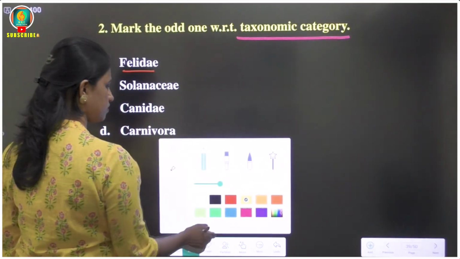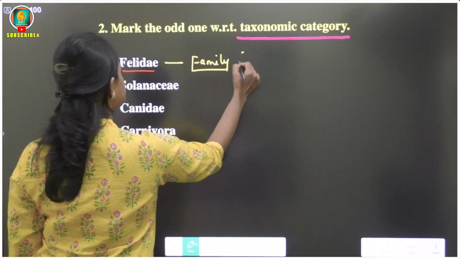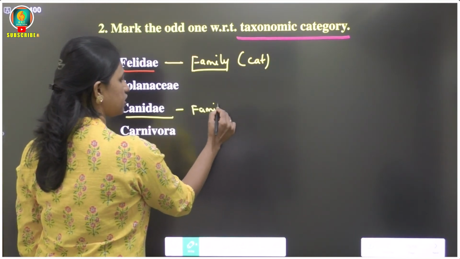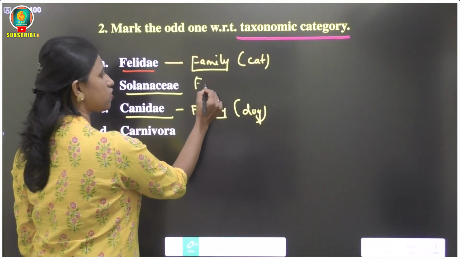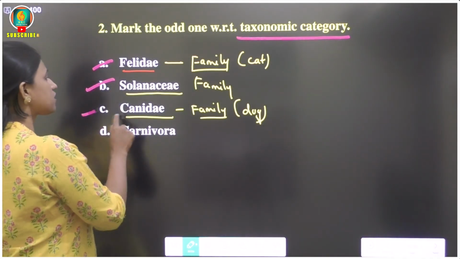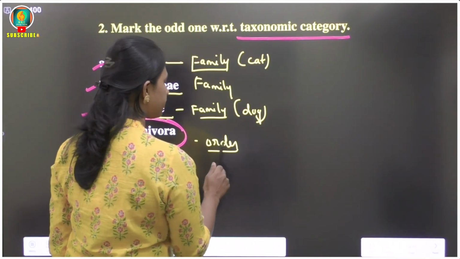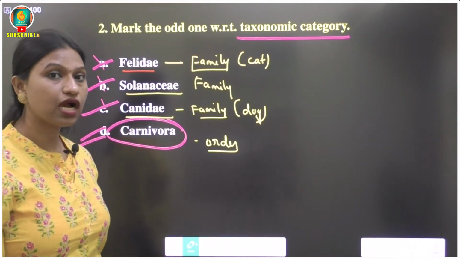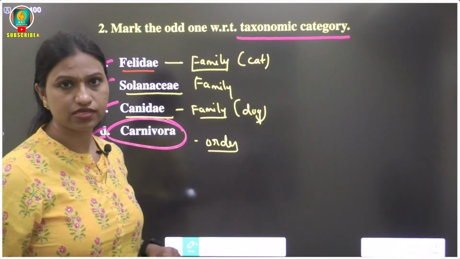Felidae. Felidae is a family. Which family? It is the cat family. Canidae, it is also a family. Which family? It is the dog family. Solanaceae, it is also a family. Solanum, Datura, all those things. So all these three are families only, but Carnivora is an order. Carnivora is an order. Therefore, this is our answer, not these three. Because all these three are family related. This is order related. Okay, so like this we need to understand.